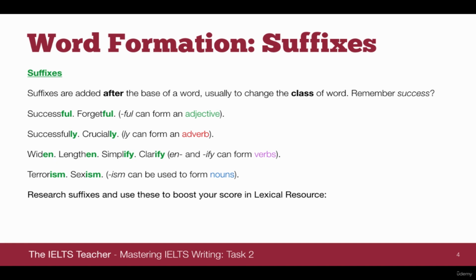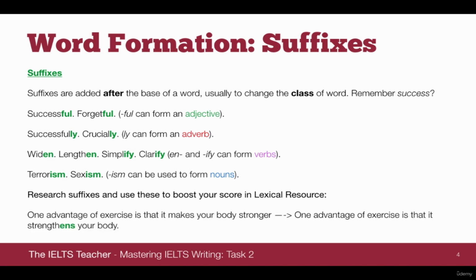So again, let's have a look at an example. One advantage of exercise is that it makes your body stronger. How could we use word formation to improve this? One advantage of exercise is that it strengthens your body. You may think this looks simpler because we've used fewer words, but actually that is a good thing. You want to be concise with your language, and we can be much more concise if we know how to use suffixes appropriately.